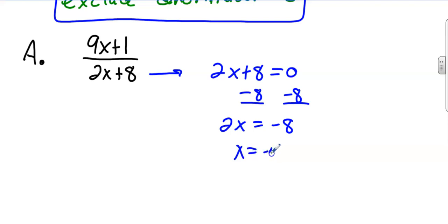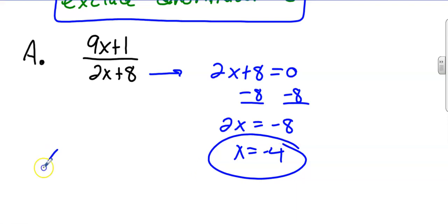And when you divide by the 2, then x is negative 4. And they should tell you just to list excluded values, so they'll probably give you a box like this, and then you're just going to go back and put in whatever numbers you get.